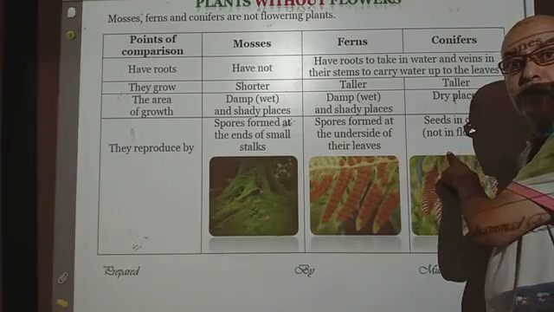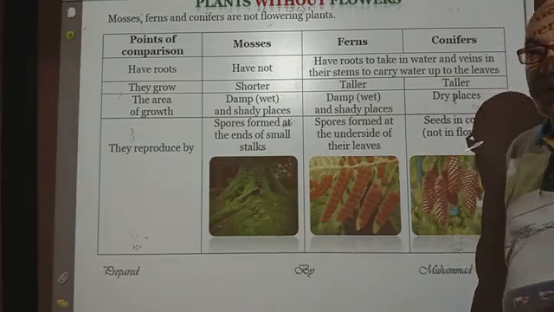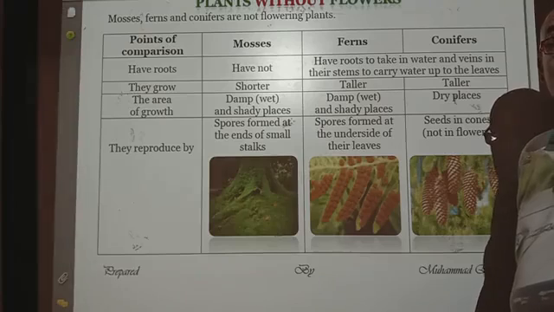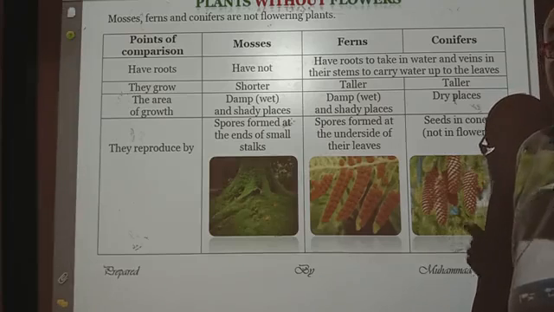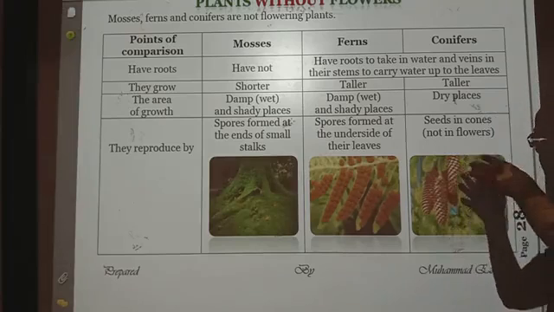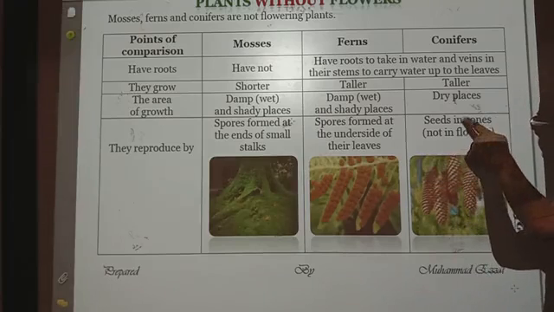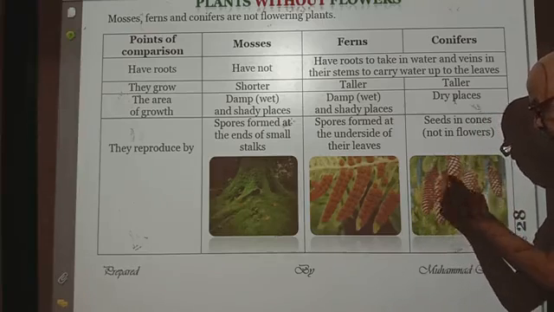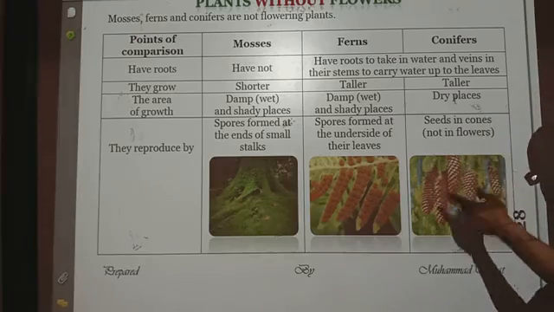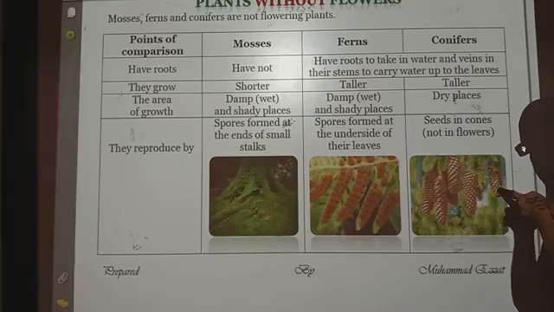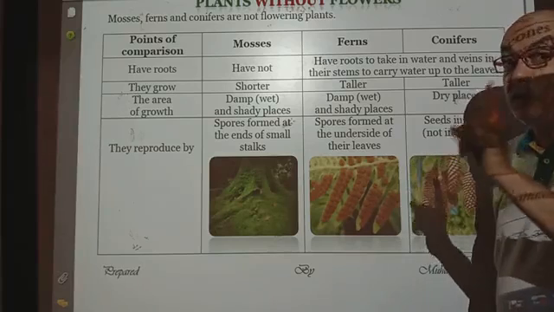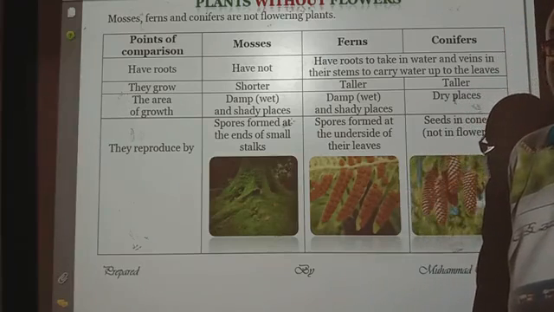But conifers are not flowering plants. How can they reproduce? They reproduce by seeds, not inside the flowers, but the seeds of the conifers are existing inside special structures called cones. These are the shapes of the cones. Yes, this is a cone. The seeds are existing inside them, not inside the flowers.